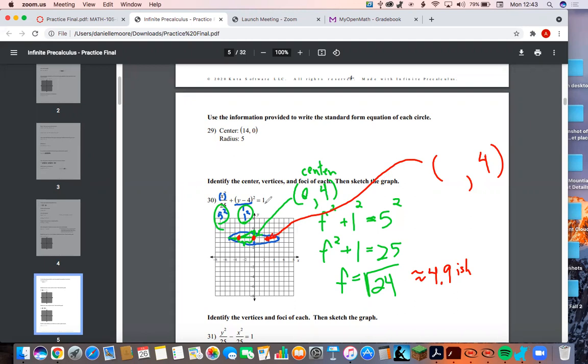The x value is going to change because I'm moving sideways. The center was at 0, so I'll start at 0. And then if I'm going to the right, that's a plus. So I'll say plus square root of 24. And then the same thing for the left-hand focus. There's still 4 steps up, but this one is start at 0 and then minus the square root of 24. Ta-da, you know?